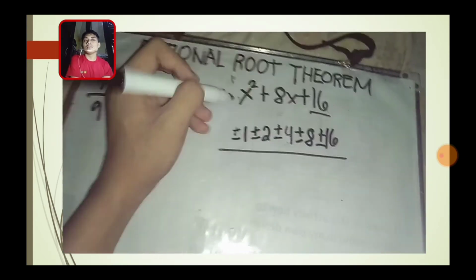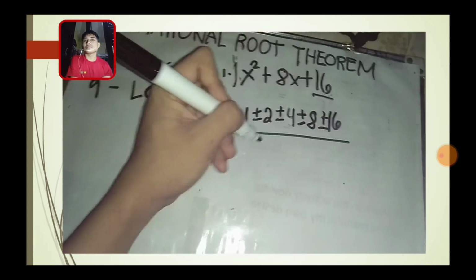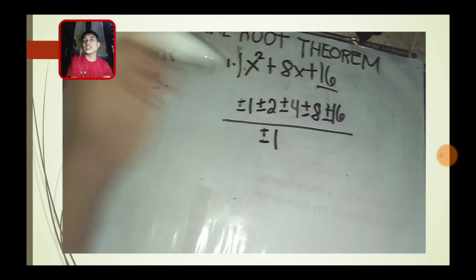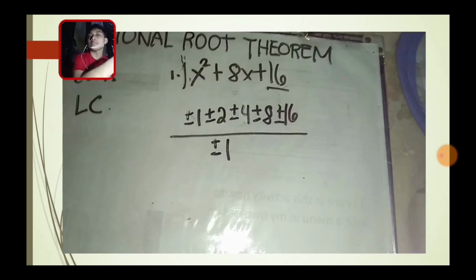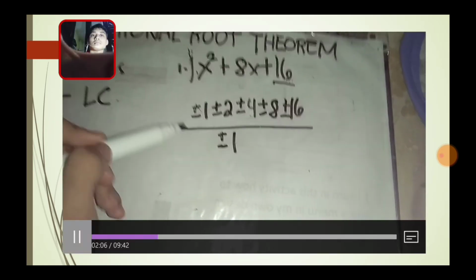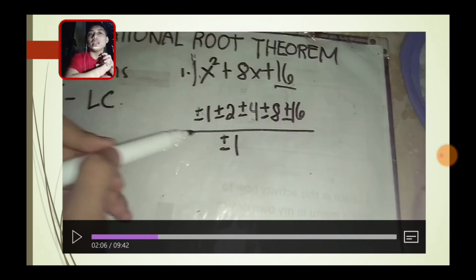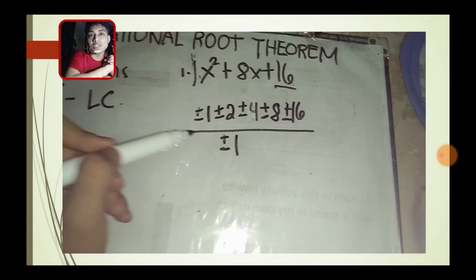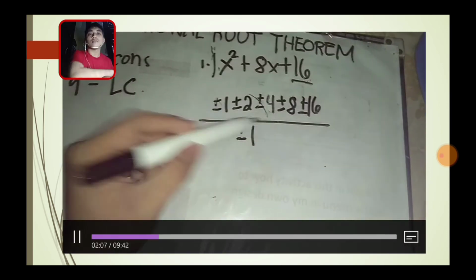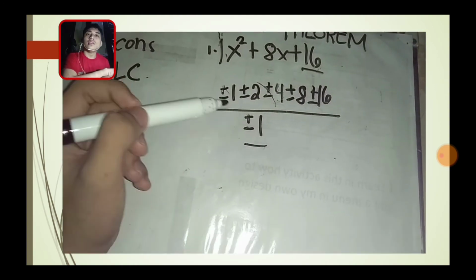For the factors of 1, automatically we have positive, negative 1. Then you divide them all. Like I said, the leading coefficient of the x squared is 1. When you don't see any number in front of the x squared, automatically we have 1. All of the values are divided by positive, negative 1.